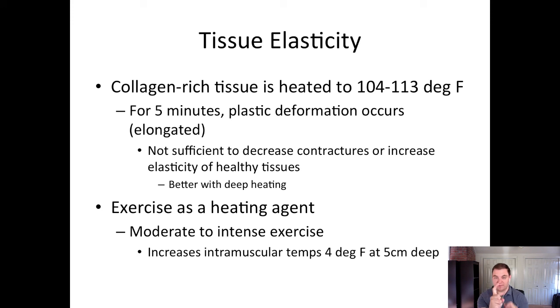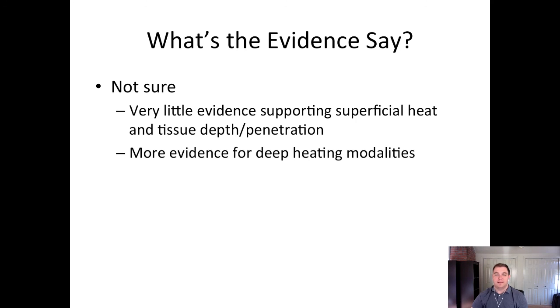So if my finger's stuck like this, I'm heating all this stuff, right? Or I should say the muscle, because that's a collagen-rich tissue. I don't have enough heat there to decrease that contracture. So if I stretch like a hamstring, I can't increase elasticity or decrease that contracture because the heat hasn't penetrated deep enough yet. All right. Hopefully that makes sense. There's not a lot of evidence on heat, superficial heat. There's very little evidence supporting superficial heat and tissue depth penetration.